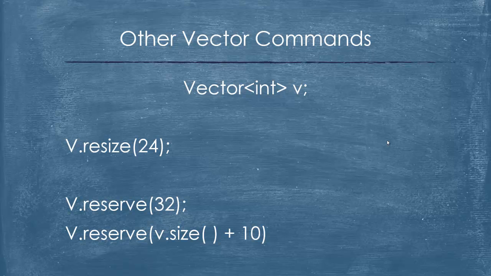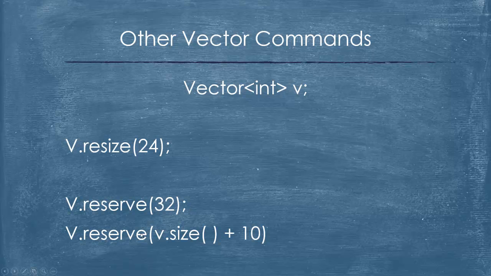All right, and then you can also resize a vector. So again, I create a vector. Vector is going to be integer, and I'm just going to call it v. I can resize two different ways. I can do v.resize(24), and that says, hey, you are now going to be size 24. Or I can do reserve 32, and that would reserve 32 bits of memory for that thing.